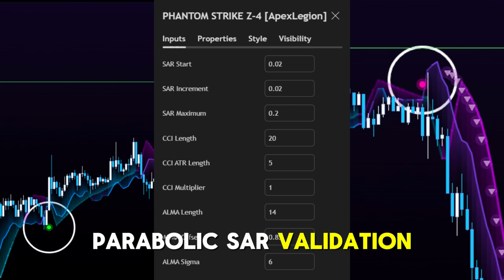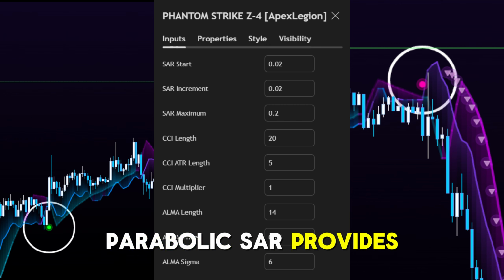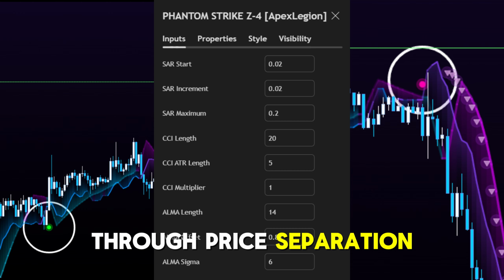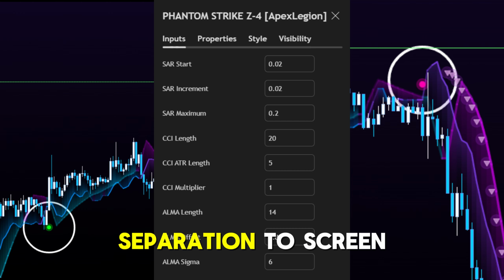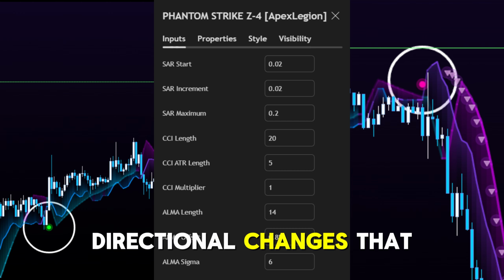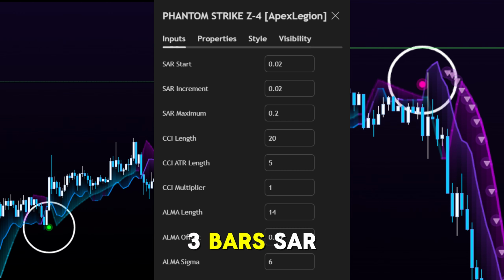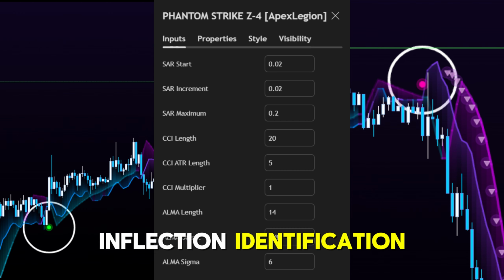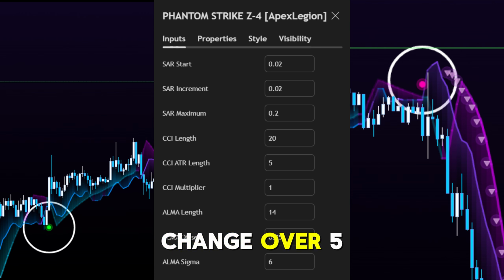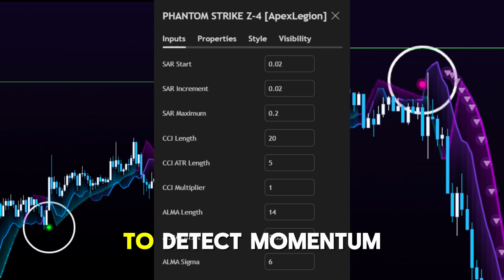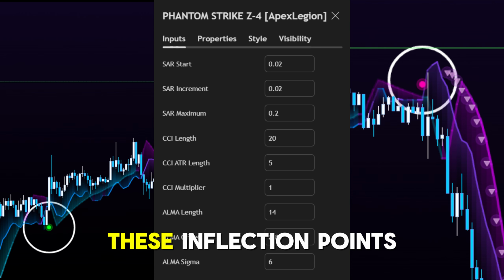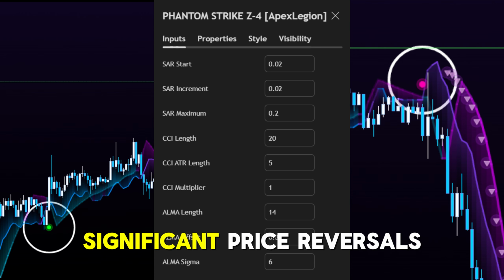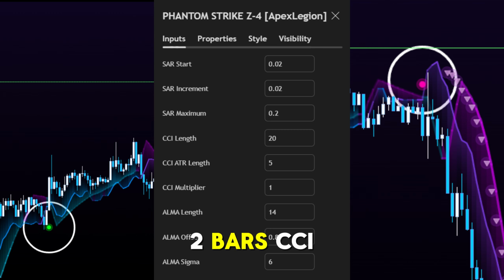Parabolic SAR validation framework. Parabolic SAR provides momentum validation through price separation analysis and inflection detection. The system requires minimum 0.5% separation to screen marginal directional changes that may reverse within 1 to 3 bars. SAR inflection identification examines rate of change over 5-period lookback periods to detect momentum direction changes before they appear in price action. These inflection points may precede significant price reversals by 1 to 2 bars.